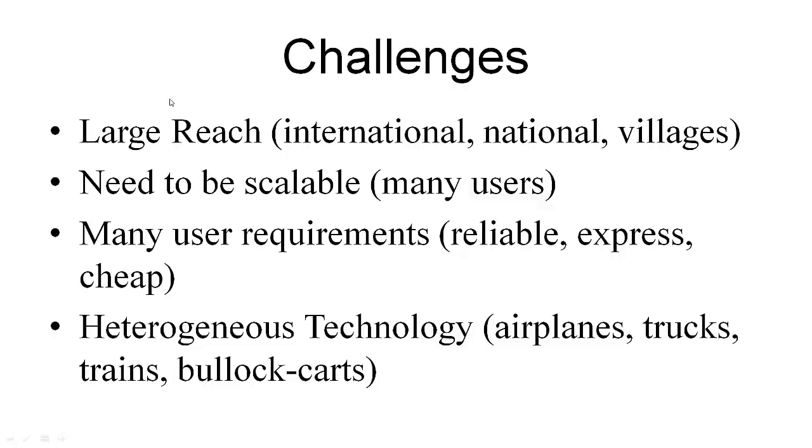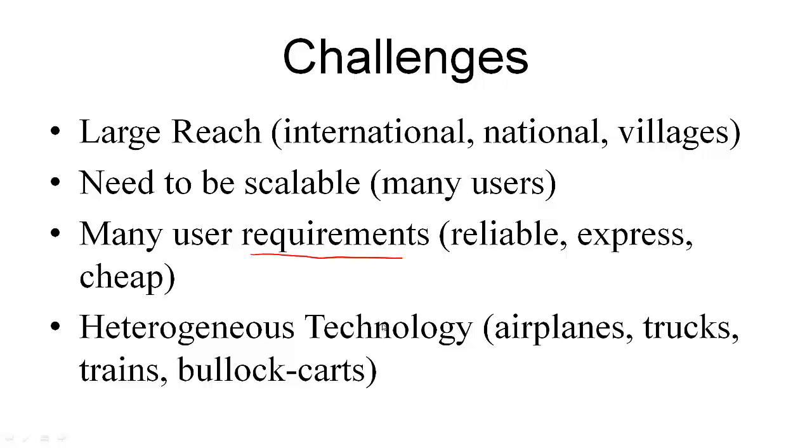Even though the postal system is much simpler than the computer network system, there are many challenges. You should be able to send letters anywhere, international, national, or even villages. Many people are going to use it, and these people will have a lot of different requirements. Some may want reliable transfer of letters, some may want the letters to be delivered very fast, some may want the cheapest way to send letters. And also the system employs different technology to transfer the letters: aeroplanes, trucks, trains, including bullock carts. So there are all these things you need to achieve as part of the system design.